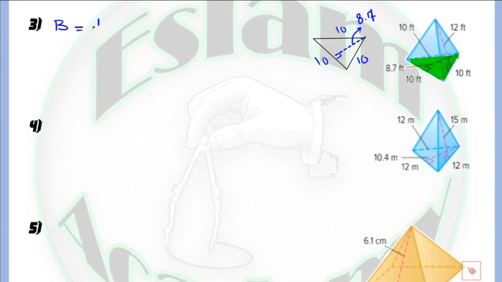The area of the base equals half multiplied by the length of the base, which is 10, multiplied by the height, which is 8.7. By multiplying, you will find that the answer will be equal to 43.5 square feet.